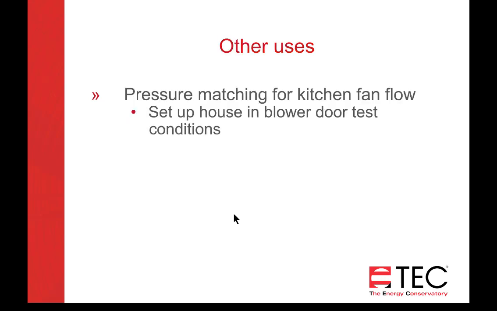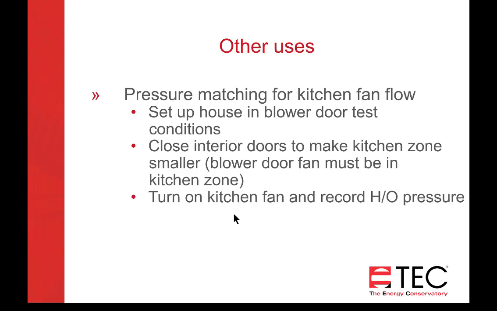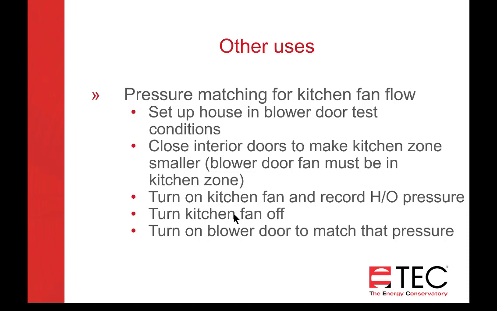Pressure matching with a kitchen fan. You turn on the kitchen fan, measure the pressure house to outside, and then turn the kitchen fan off, run the blower door up to that same pressure, and that can give you a good idea what the kitchen fan flow would be. You'd want to close the doors to make the kitchen zone as tight as you can, but the blower door fan must be in that kitchen zone. Turn on the kitchen fan, turn the kitchen fan off, match it with the blower door. You probably need ring C though, since most kitchen fans are less than 300 CFM, hopefully, in your area. And to measure below 300 CFM, you'll need ring C.